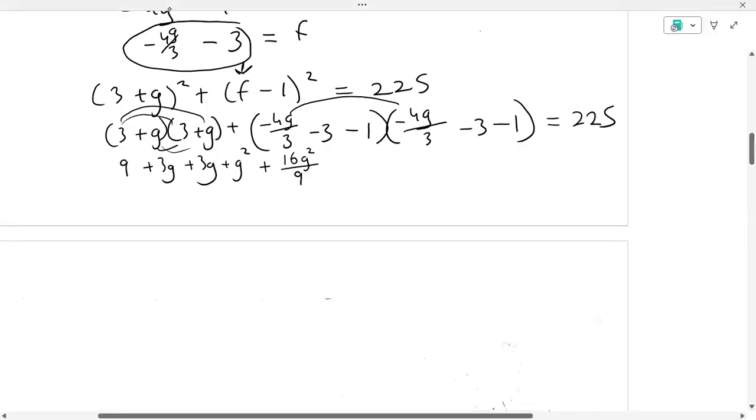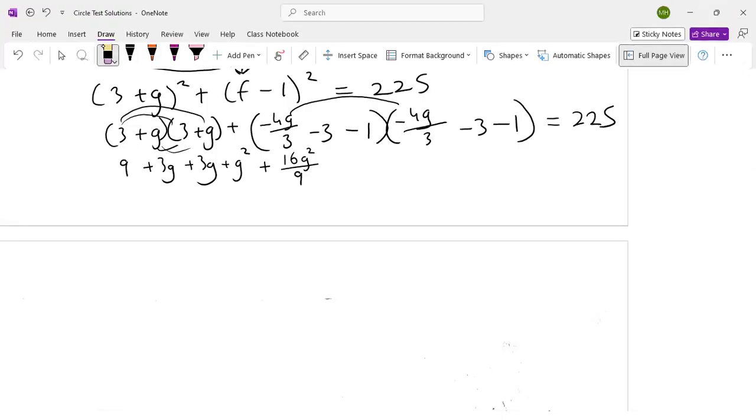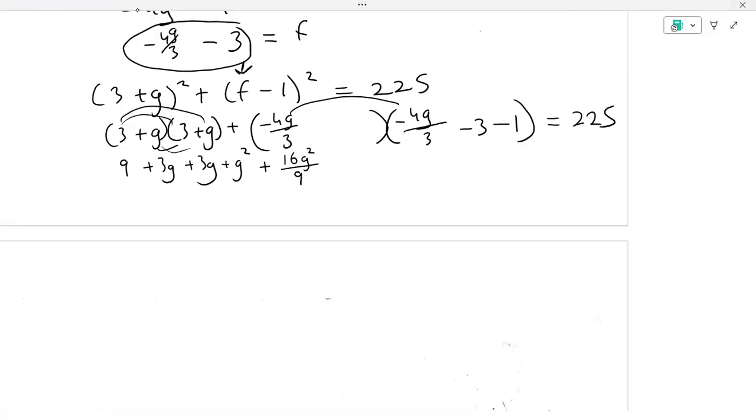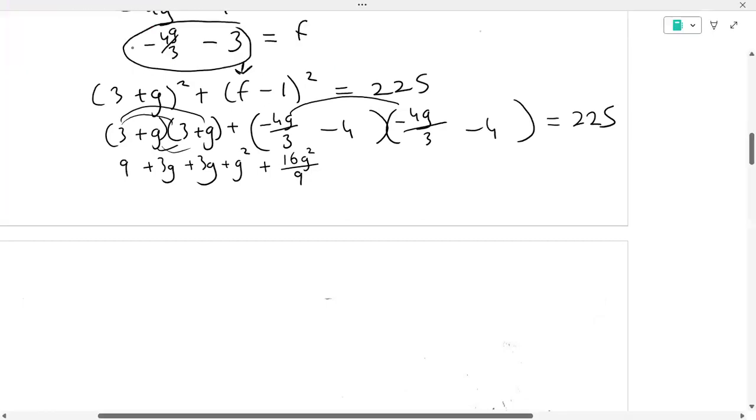Actually, I should have tidied this up, so I might just do it now if that's okay. I'm going to change that to minus 4. It's just going to be easier for my multiplying out. Sorry, I should have done that first. But anyway, you can see that minus 3 minus 1 can be written as minus 4.